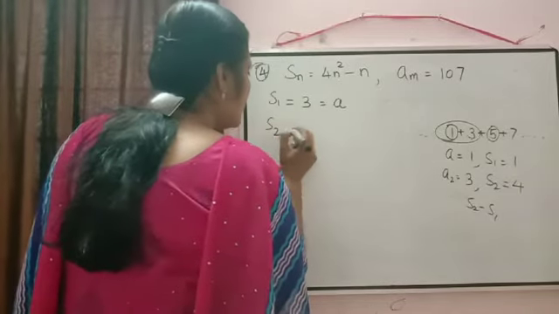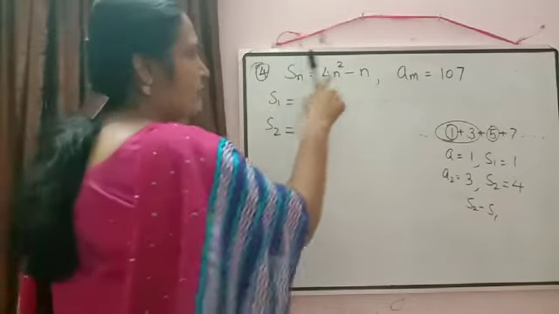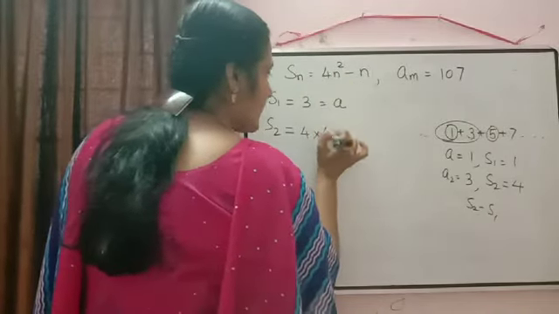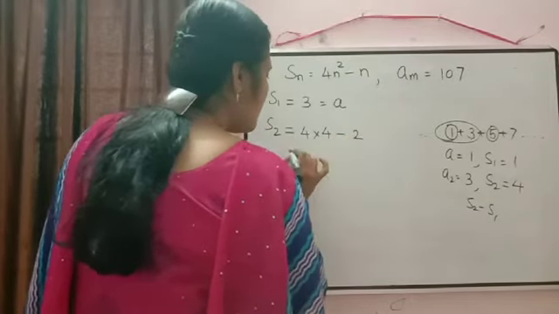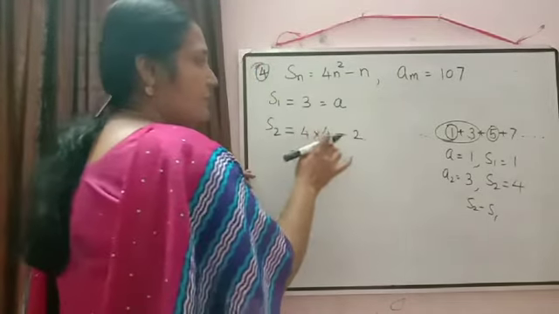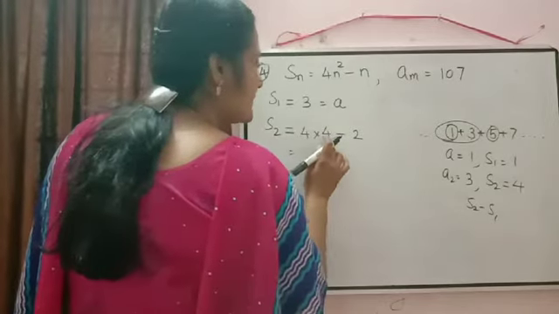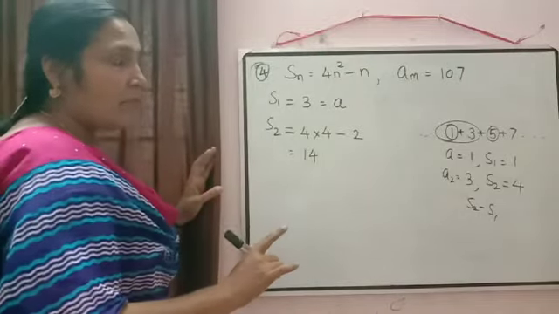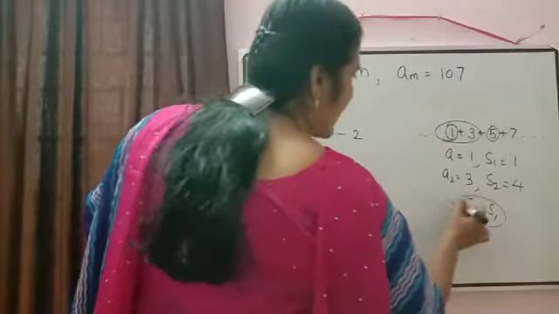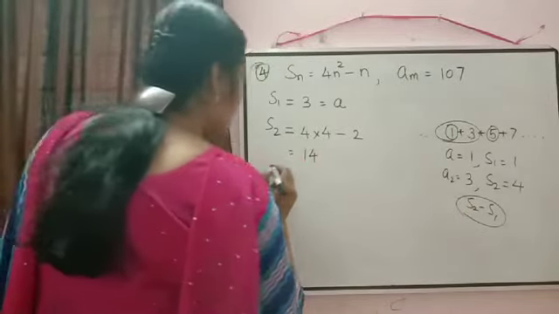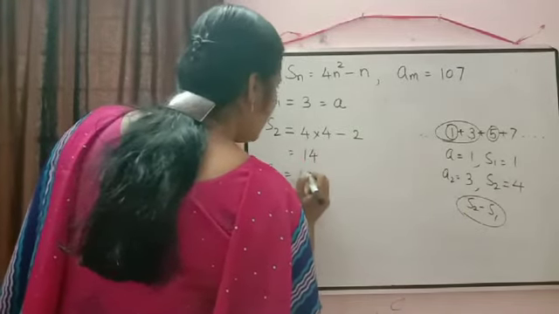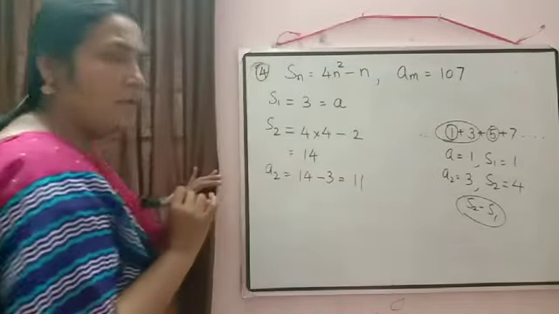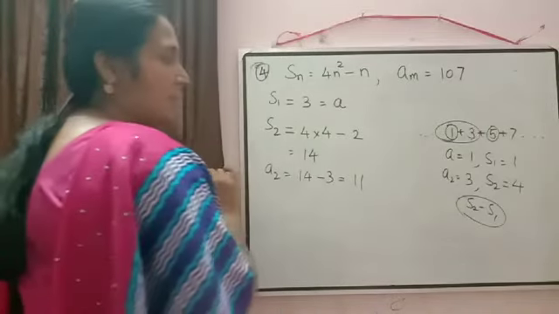Now what will we calculate? We will calculate S2. In place of n, substitute 2. So it will be equal to 4 into 2 square, 2 square is 4, minus 2. Now don't do the subtraction here. First we have to do the multiplication. 4 4s are 16, 16 minus 2, 14. This is not the second term. How will we calculate the second term? Using S2 minus S1. So just write down there, second term will be equal to 14 minus 3, which is equal to 11. So we got the second term is equal to 11.